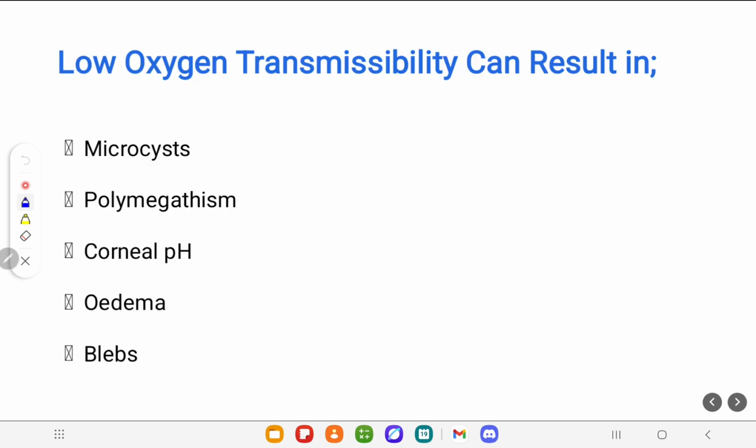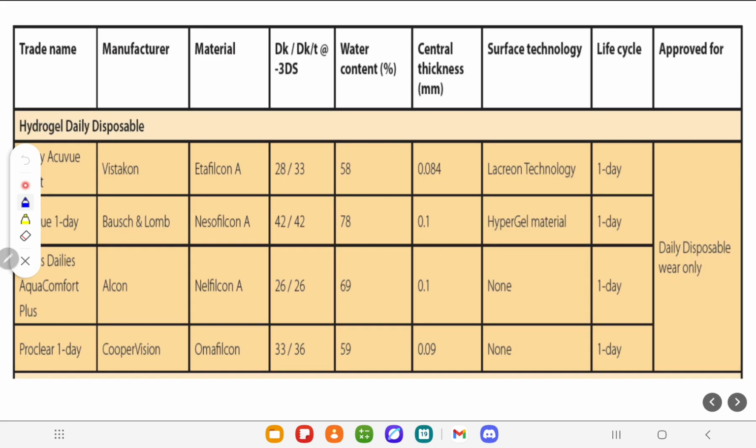So this is just a simple thing: low oxygen transmission can result in, we have already discussed this, microcysts, polymegethism, corneal pH changes, corneal edema, and a transient platelet response. We will not touch it today. I have taken this from a CT article just to show you Dk and Dk/t at minus 3 diopter for materials at the center. Water content, see, in all materials: etafilcon A 28 33, Dk and Dk/t. Then nesofilcon 42, nelfilcon 26, and all these things.